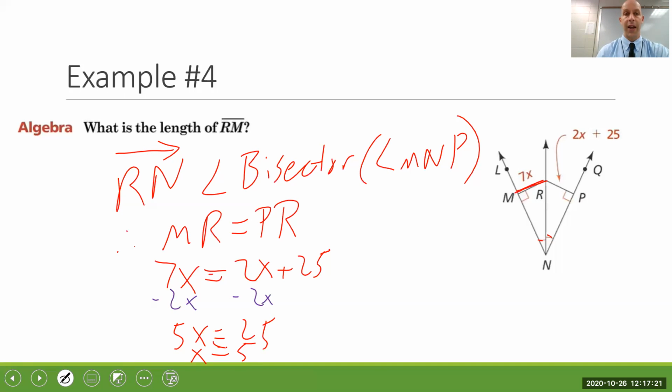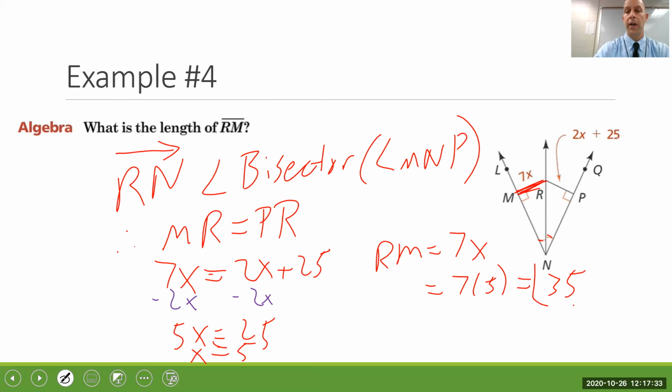Now we need to find the length of RM. So RM is equal to 7x. X turned out to be 5. So the final answer here is 35.